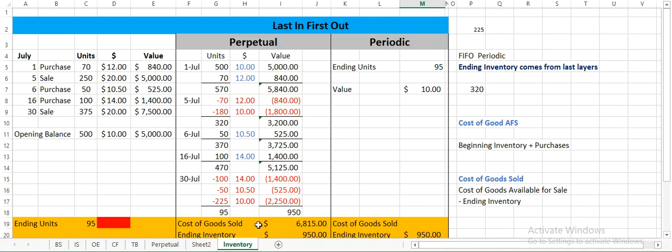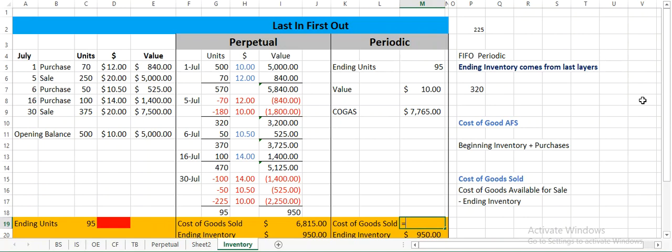That means most likely that the cost of goods sold is going to be the same as well. But we just have to calculate it to show you how to calculate it in the event you don't do all of this before you calculate it periodically. Okay, so cost of goods available for sale is what's necessary in order for us to calculate our cost of goods sold. We already have our ending inventory. We need cost of goods available for sale. Based on our formula here, you would remember that cost of goods available for sale is beginning inventory plus purchases. So cost of goods available for sale is the 5,000 opening balance plus all of the purchases, 840, 525, and 1,400.